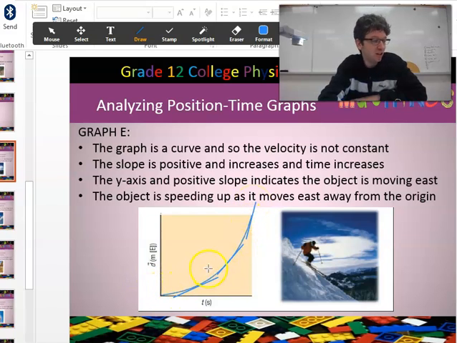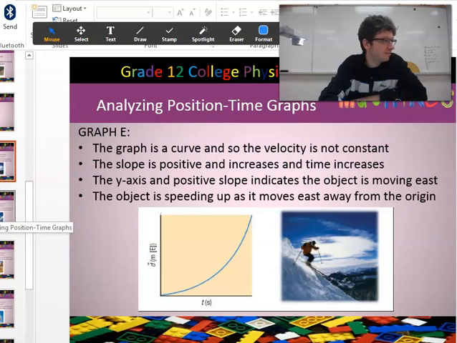So what does this curve mean? It means we're increasing our speed. We're accelerating, and we're getting faster and faster and faster. Okay, let me just pause there, because curved distance-time graphs can sometimes be a little bit harder to perceive. So now we're going to go over a couple of different examples, different curves.